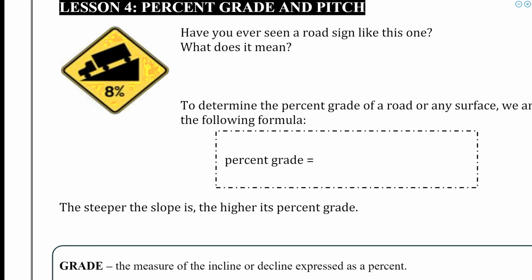Yeah, so it has something to do with the incline. Does anyone know what an 8% incline is? Does that mean it's 8% of the max incline, or does it mean it's 8% hard? What's it trying to tell you? 8%, what would that mean? What would this percent grade thing mean?